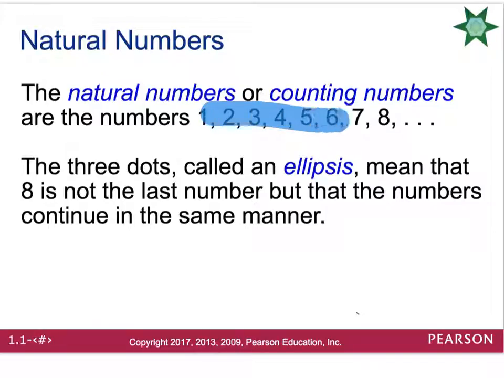1, 2, 3, 4, 5, 6, 7, 8, 9, 10, 11. These dots are called ellipses. Okay. That means that the numbers just keep continuing that pattern. So the next ones will be 12, 13, etc. Okay? Those are called our natural numbers.